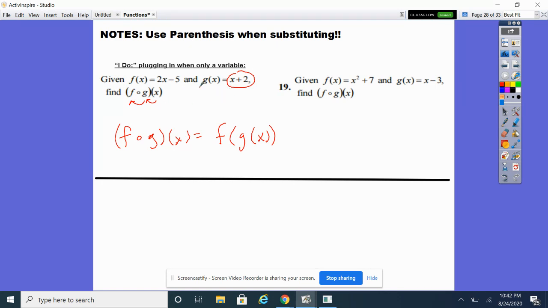So now we're going to write what g was. We're going to put that inside of f. So here's what I'm trying to say. What was g? It was x plus 2. It already had an x in it. So now we're going to take that answer and we're going to plug it into f. Well, what is f? f is 2x minus 5.